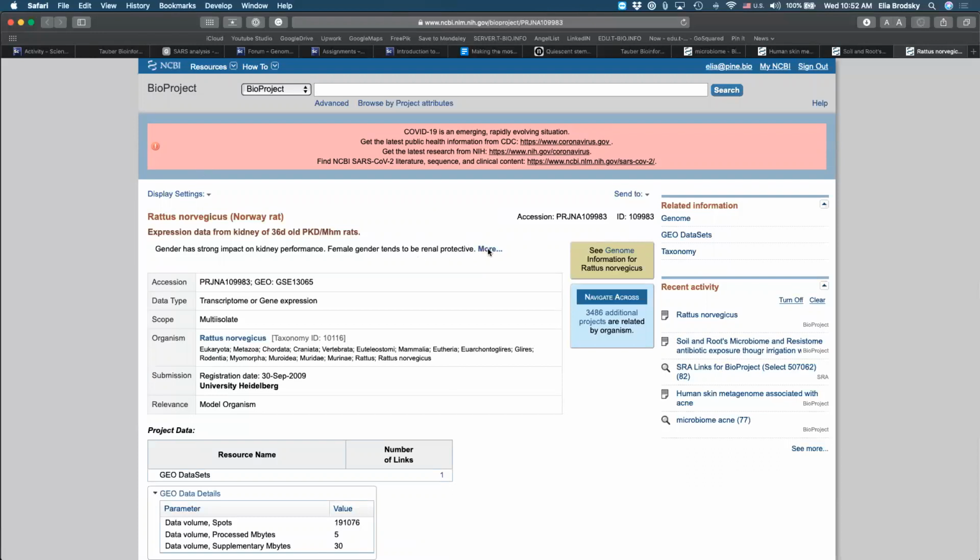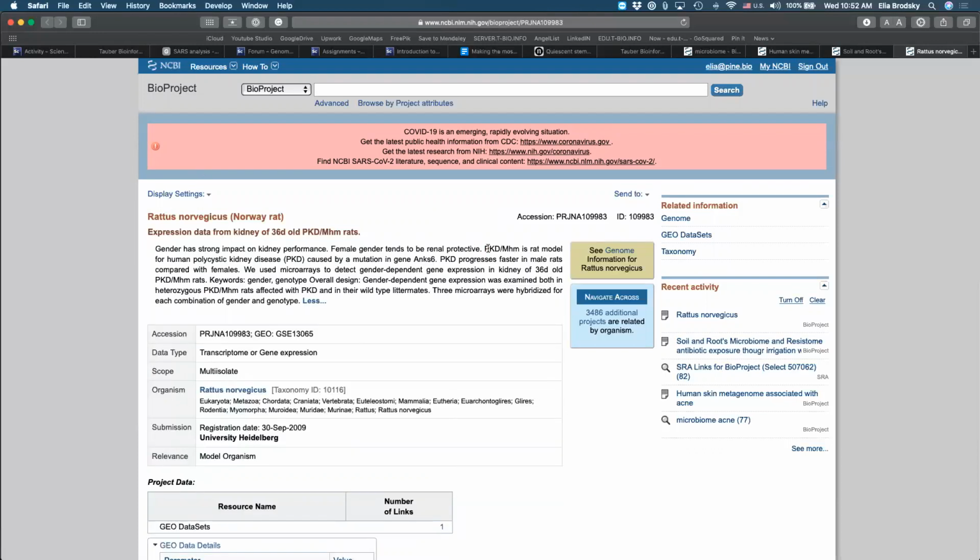So let's see. Gender has strong impact on kidney performance. Female gender tends to be renal protective. PKD MHM is rat model for human polycystic kidney disease, PKD, caused by a mutation in gene ANKS6. PKD progresses faster in male rats. Microarrays to detect gender-dependent gene expression. Okay, so let's take a look at this one.